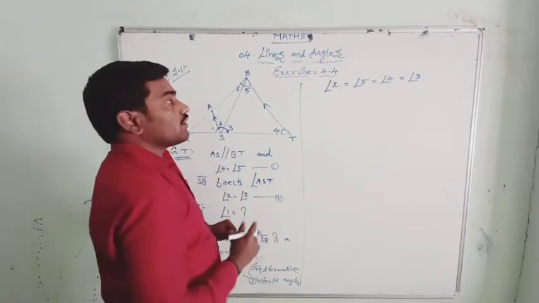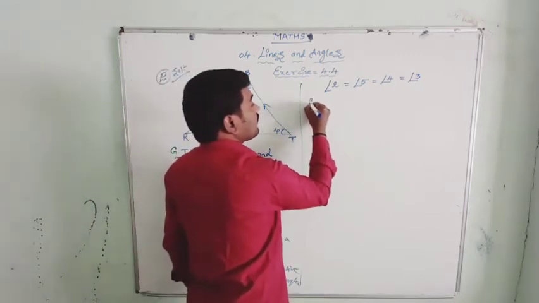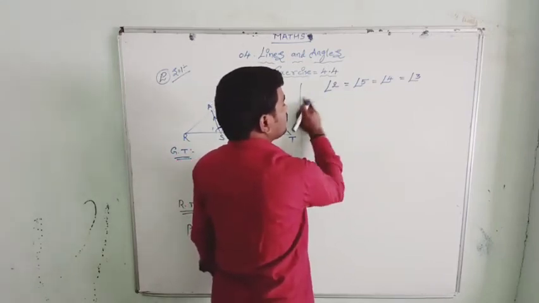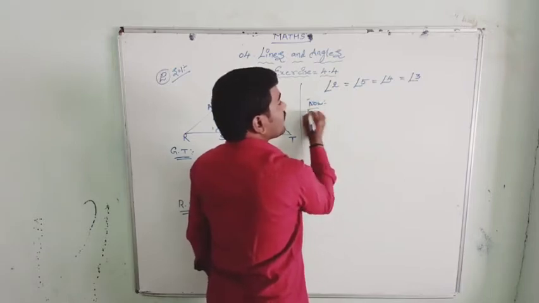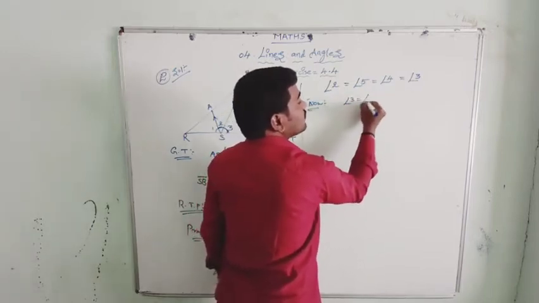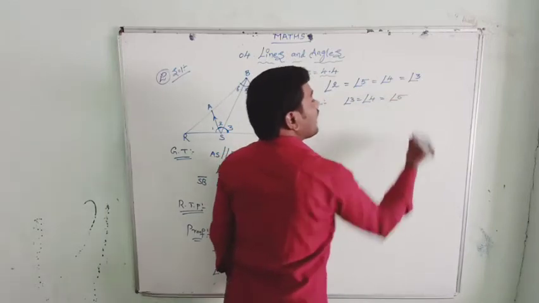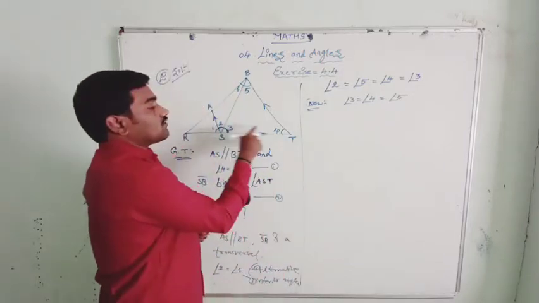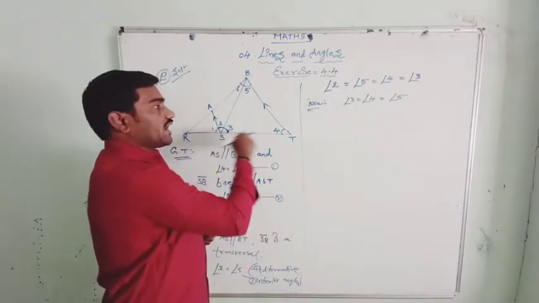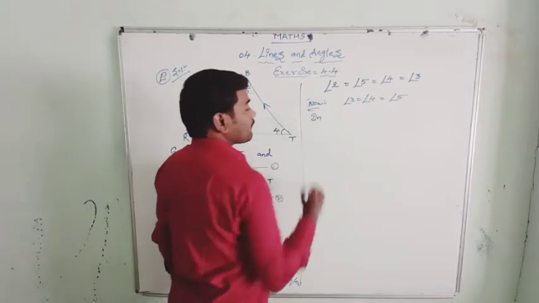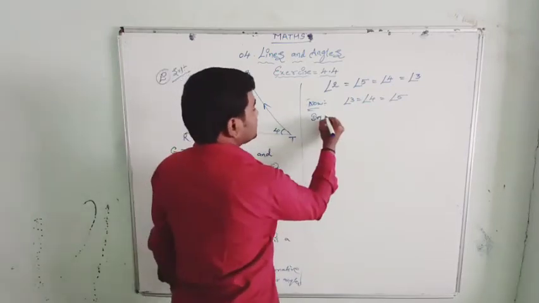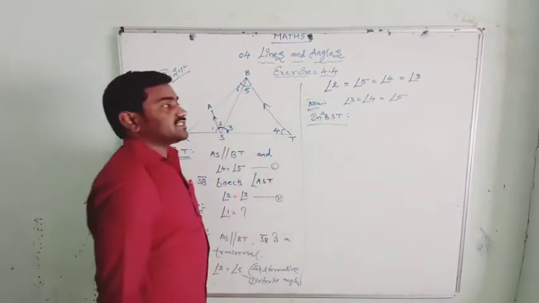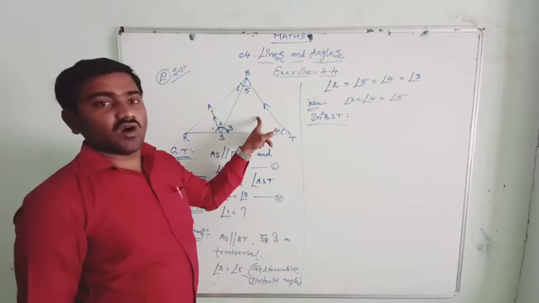From this we can say that angle 3 is equal to angle 4 is equal to angle 5. Only these three we will take. So what happens here? Angle 3 equal to angle 4 equal to angle 5 in triangle BST. In triangle BST, all three angles are equal.